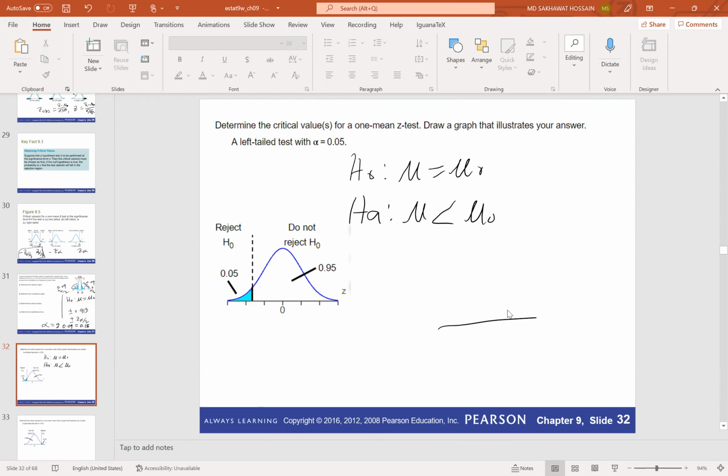Now we need to draw a graph, the normal curve, where alpha is 0.05. Since this is a left tail test, the critical value will be negative z alpha. Now to find the critical value, we need to look at the Z table. So let me look at the Z table.